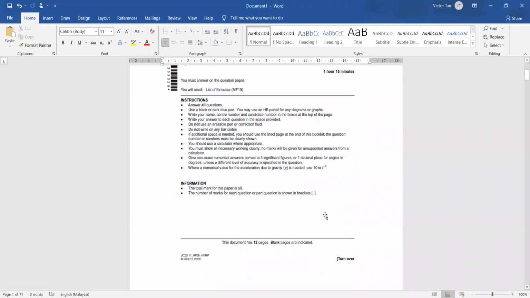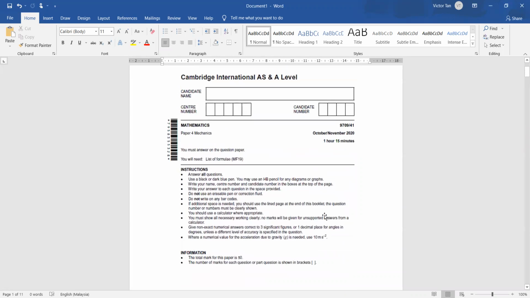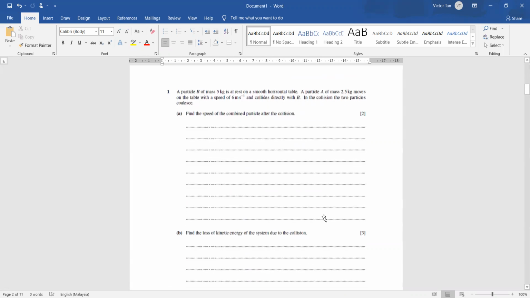Today we're going to go through mechanics. Winter paper 2020, paper 41. Let's go. Particle B of mass 5 kg is at rest on a smooth horizontal table. Particle A of mass 2.5 kg moves on the table with a speed of 6 meters per second and collides directly with B. In the collision, the two particles coalesce. Coalesce means they stick together. Find the speed of the combined particles after the collision.